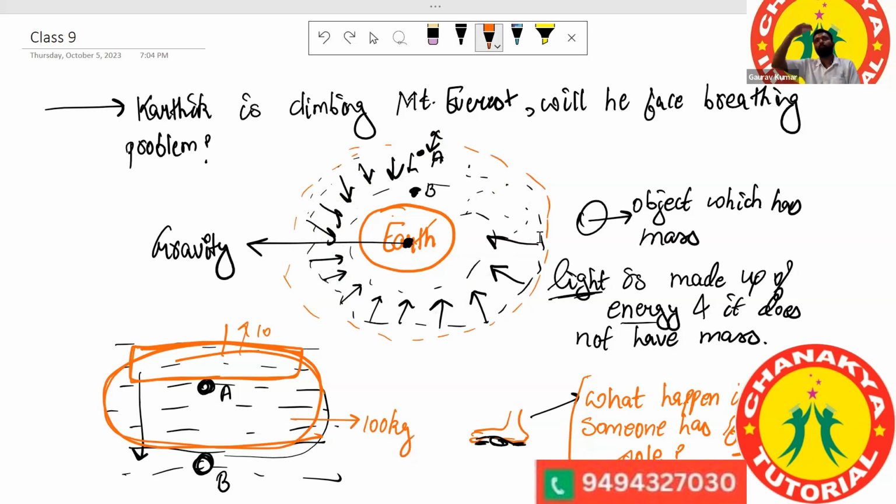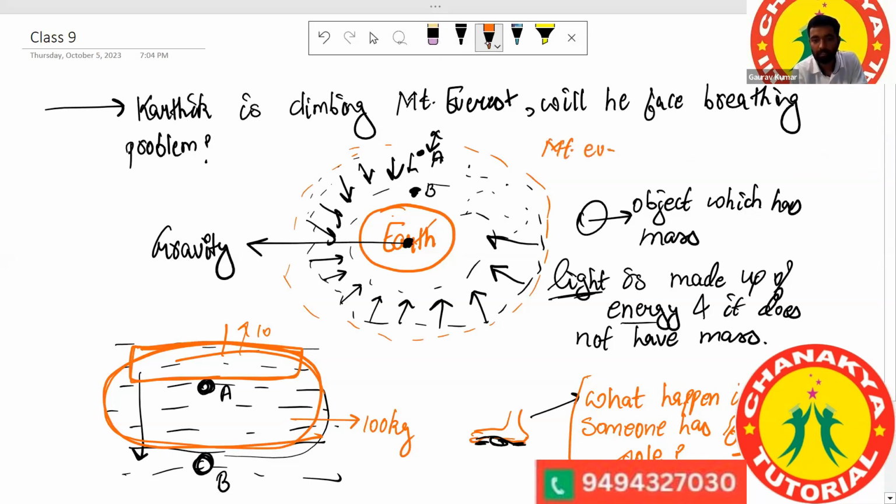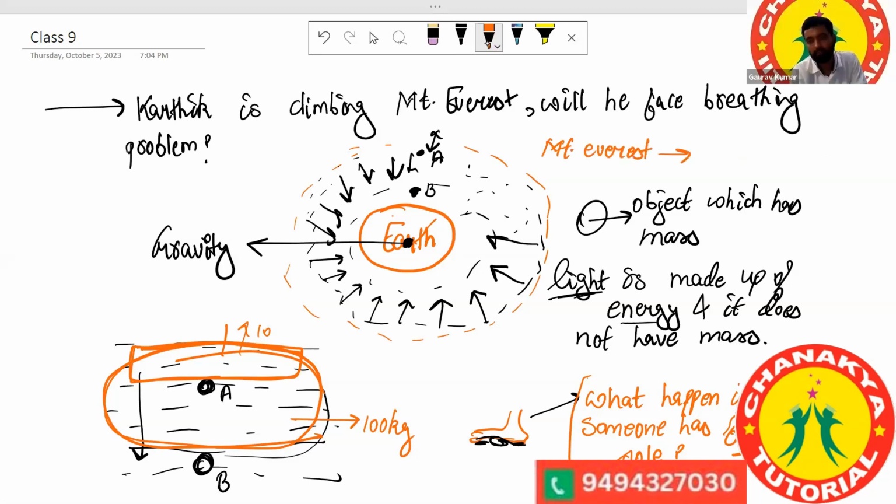But as we go to the mountains, a mountain like Mount Everest has a height of something like 8,000 meters from the surface. Mount Everest is 8,800-something, I think. So around 9, let's assume it has a height of around 900 meters. Height of Mount Everest. That's 800, 850.